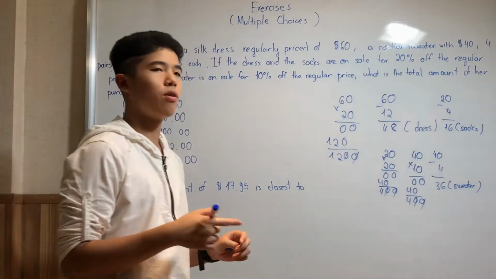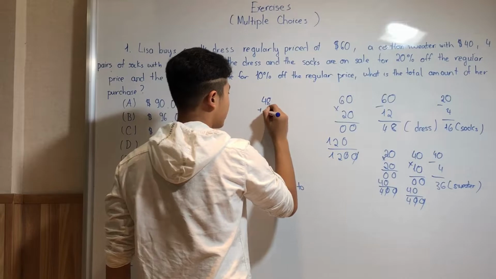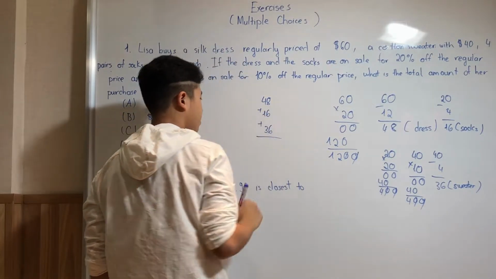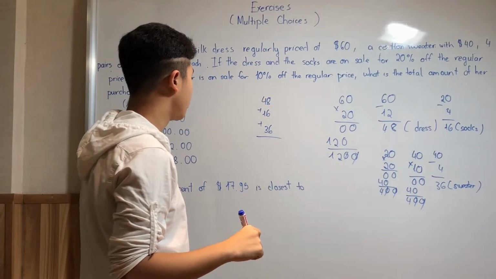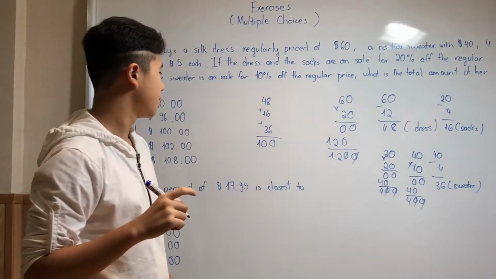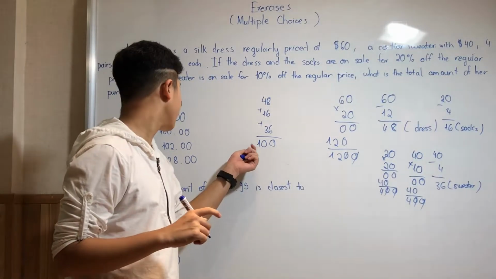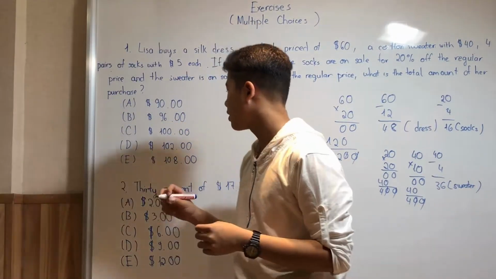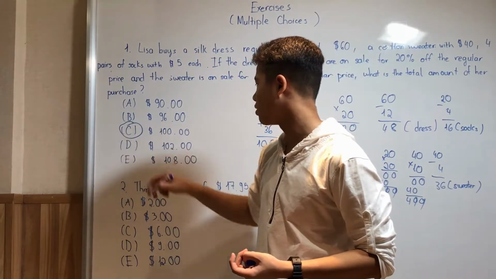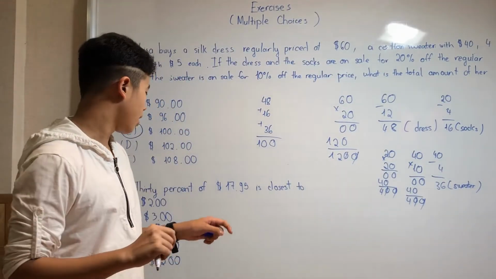Then we add all of these together: 48 plus 16 plus 36. This is going to be 100. So the answer for this question is 100. Look right here, our correct answer is C, $100 for all of the purchase. Let's head on to the next one.